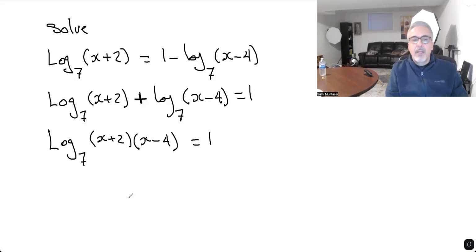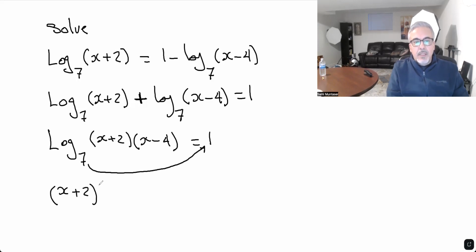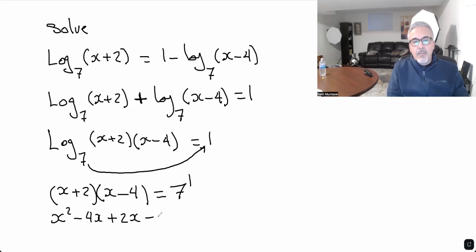equals 1. Now we could change all of this to exponential form because we know 7 raised to the power of 1 will give you all of this. So basically x plus 2 times x minus 4 gives me 7 to the power of 1. Now let's start foiling this. We're going to get x squared minus 4x plus 2x minus 8 equals 7.